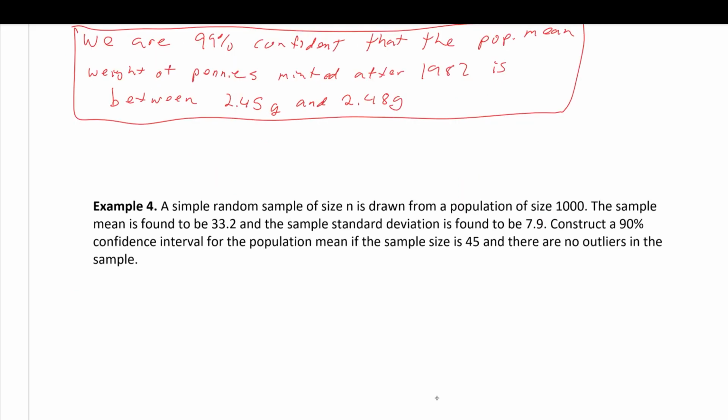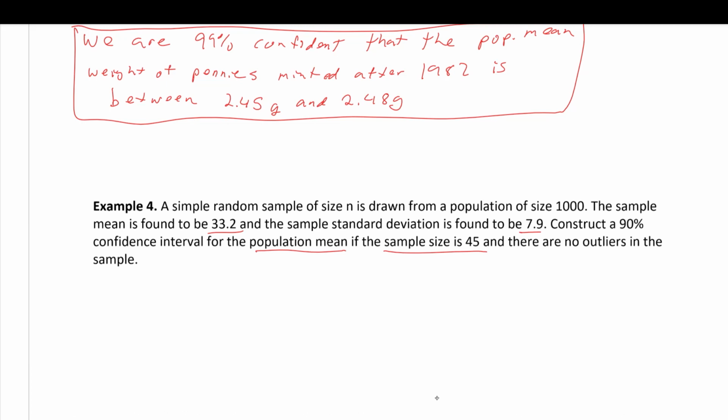Example 4. A simple random sample of size n is drawn from a population of size 1000. The sample mean is found to be 33.2. The sample standard deviation is found to be 7.9. Construct a 90% confidence interval for the population mean if the sample size is 45 and there are no outliers in the sample. Okay, let's address that first sentence.